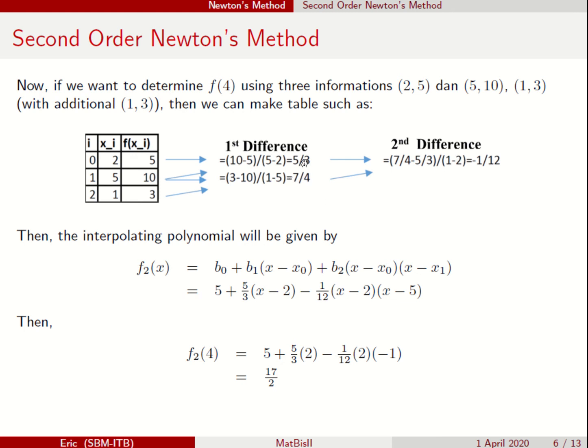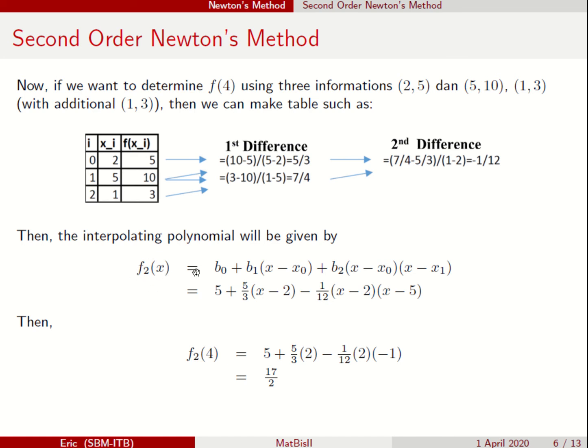7 over 4 minus 5 over 3 divided by 1 minus 2. That is minus 1 over 12. So this is b0, this is b1, and this is b2. So the interpolating polynomial, second order Newton method, will give you f2.